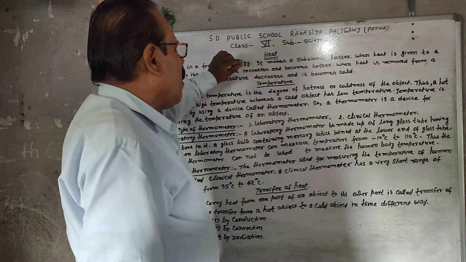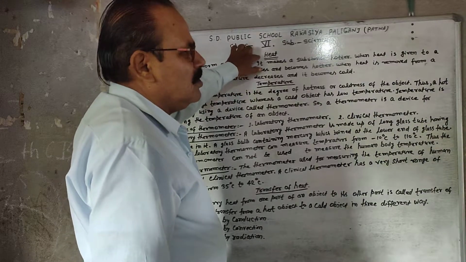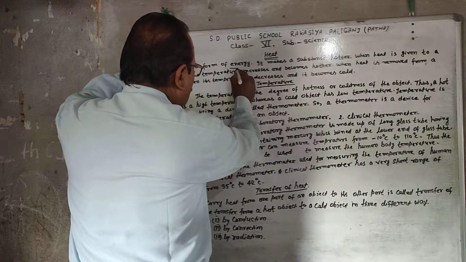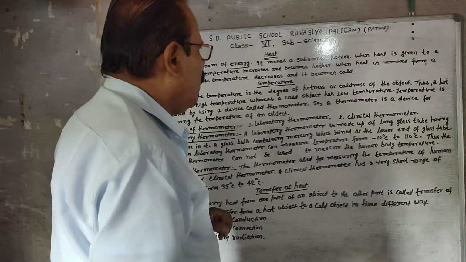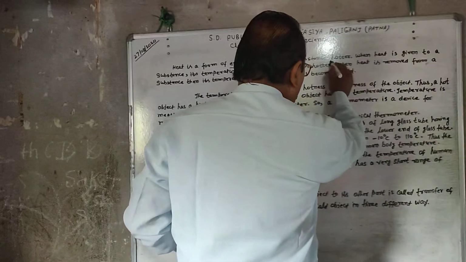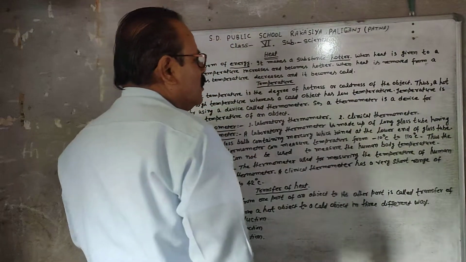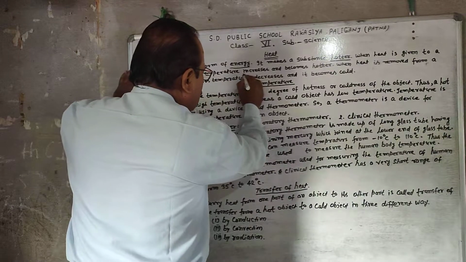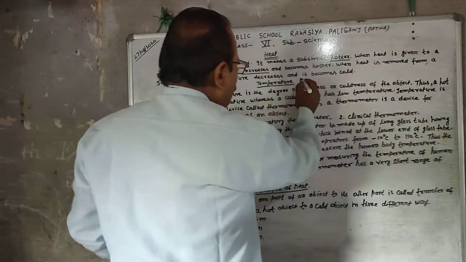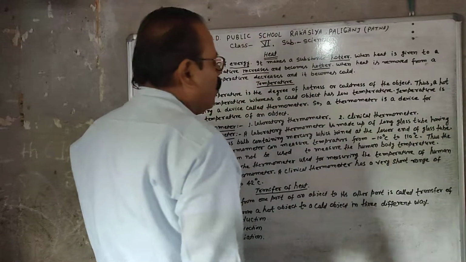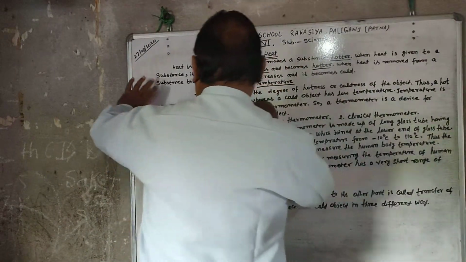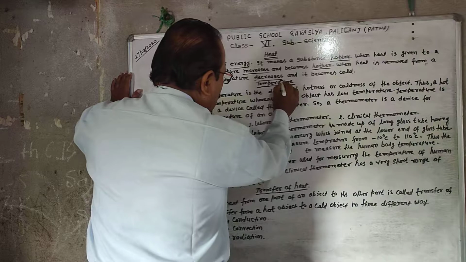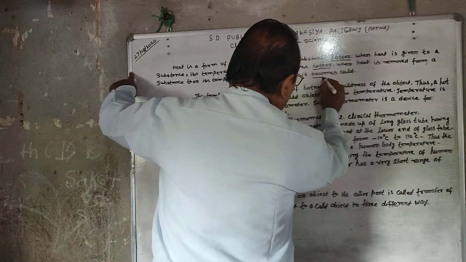Today I teach you about heat. Heat is a form of energy. It makes a substance hotter. When heat is given to a substance, its temperature increases and it becomes hotter. When heat is removed from a substance, its temperature decreases and it becomes cold.